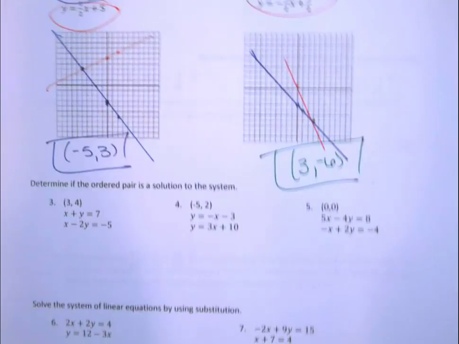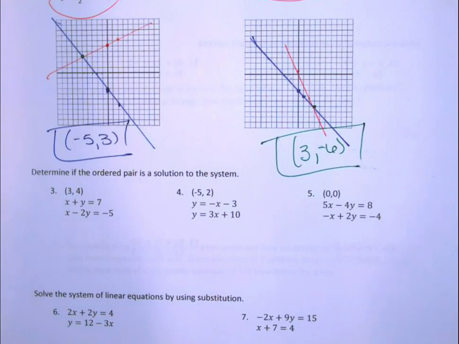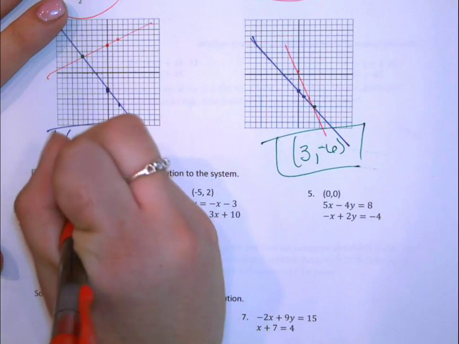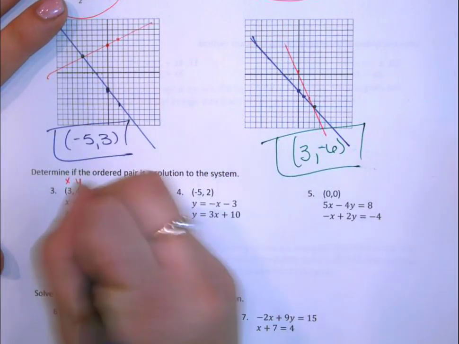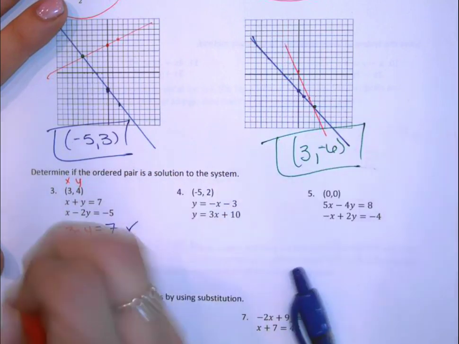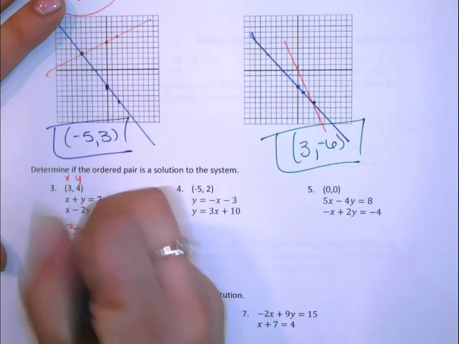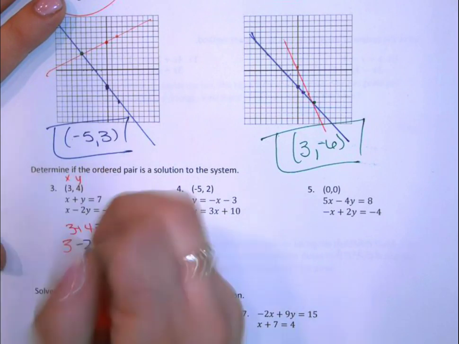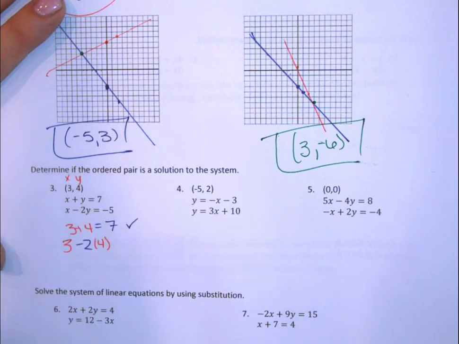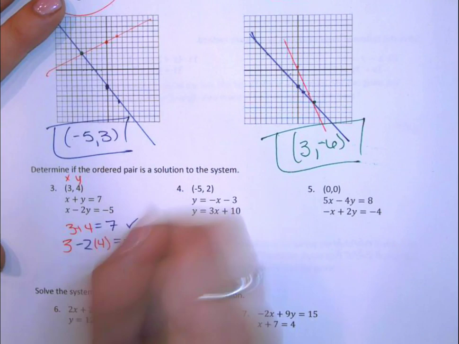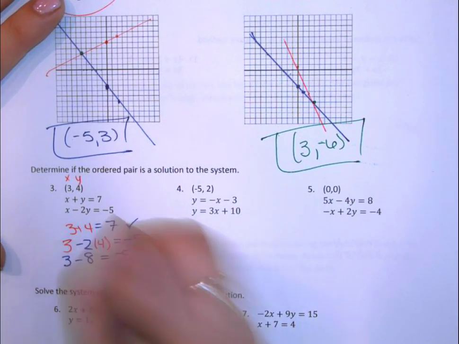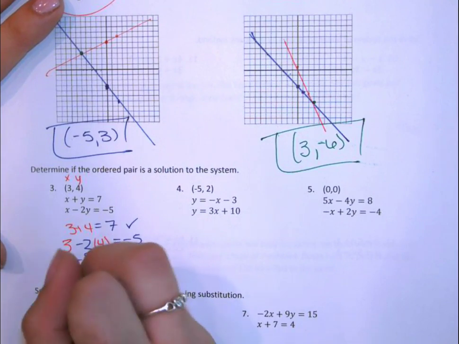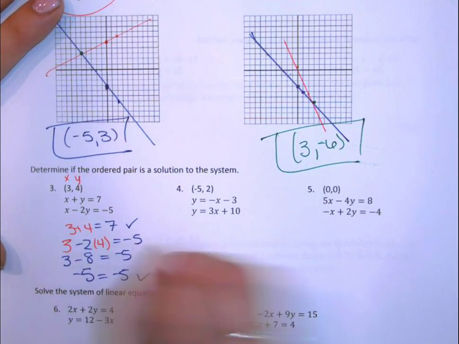For 3 through 5, I'm checking to see if it's a solution to the system, so I'm going to plug them in. This is x, this is y, so I have 3 plus 4. It equals 7, I'm good there. Then I have 3 minus 2 times 4. And I want to see if this will equal negative 5. Negative 2 times 4 is negative 8. And then 3 minus 8 is negative 5. So this one is the solution.